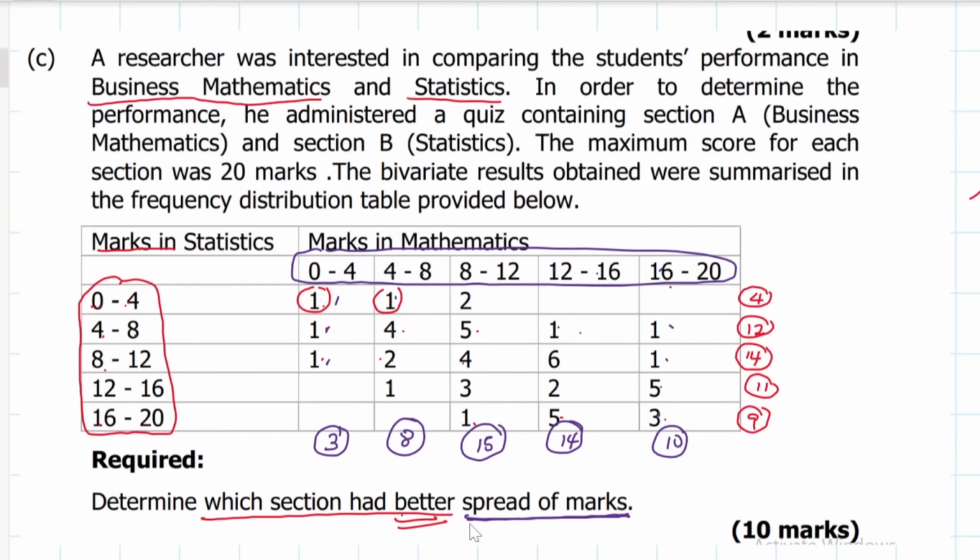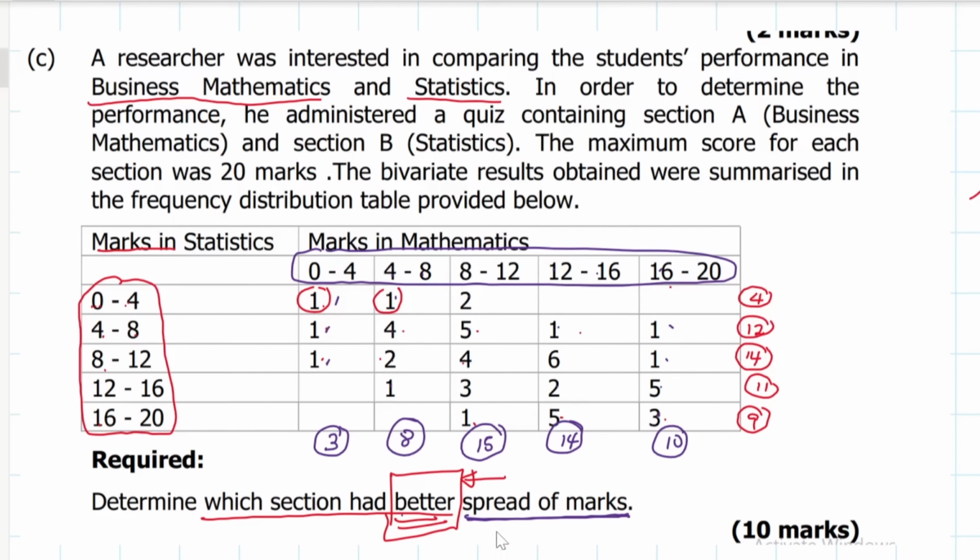Okay, what do we mean by better? Maybe they used a vague word here, better. Maybe they should have said determine which section had more spread or little spread, because better spread of marks, should we say it means marks are supposed to be near each other? Or what is the definition of better spread? Does better spread mean they are far away from each other? I think better spread means marks that are more far away from the mean mark. That is a better spread, okay?